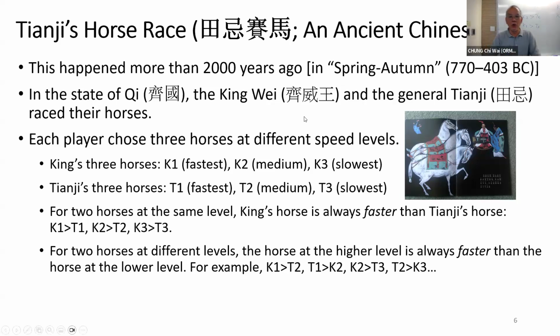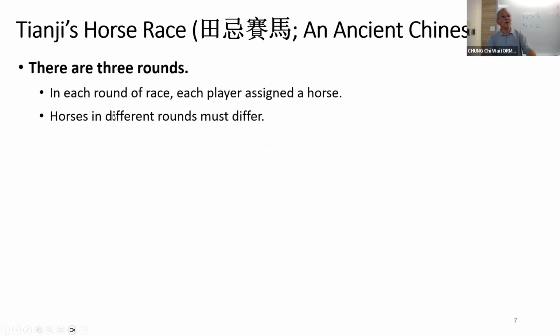So now the two players, King White and General Tenji, play this horse racing game. In each round of the race, each player assigns a horse, no matter whether it's level 1, level 2, or level 3. Horses in these three rounds should be different. Because if we don't set this rule, then obviously the King will use K1 for all three rounds. All right.